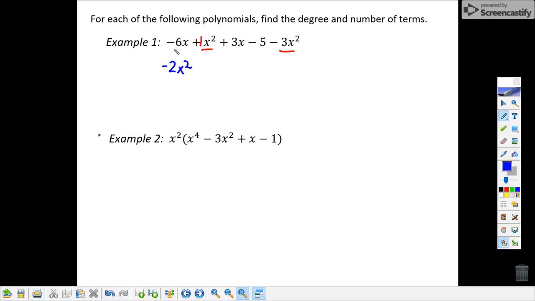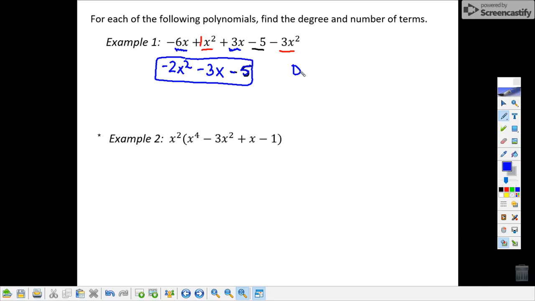So moving right along, I'm going to go to the terms with an x. We have negative 6x plus 3x. When you add those together, you get a negative 3x. And then after that, we have a negative 5, so the constant of negative 5. So we have negative 2x squared minus 3x minus 5. This is the polynomial written in standard form.